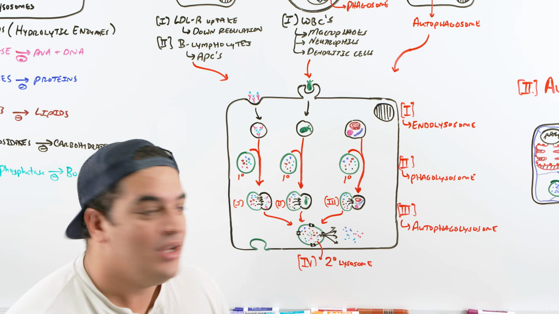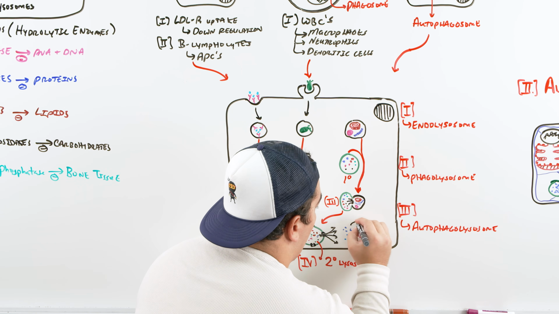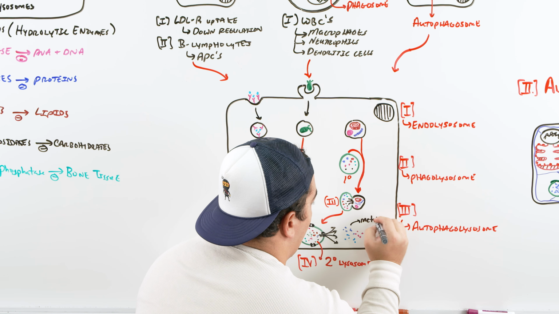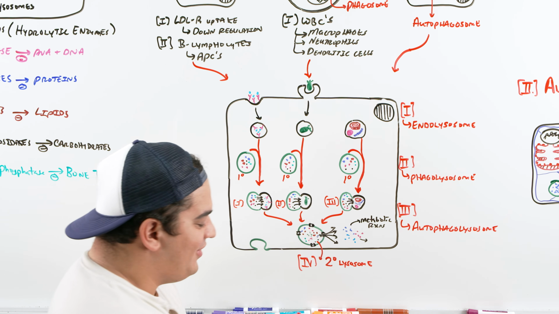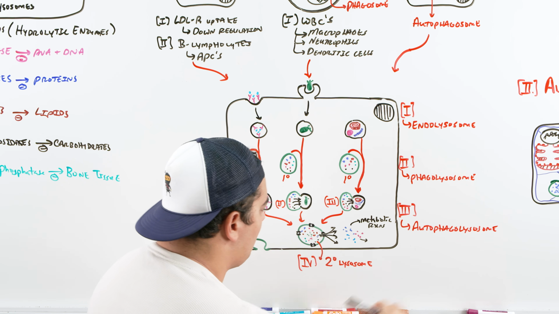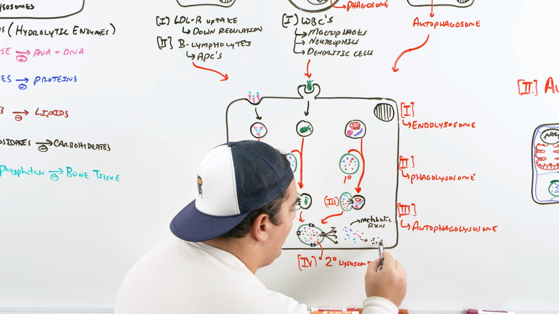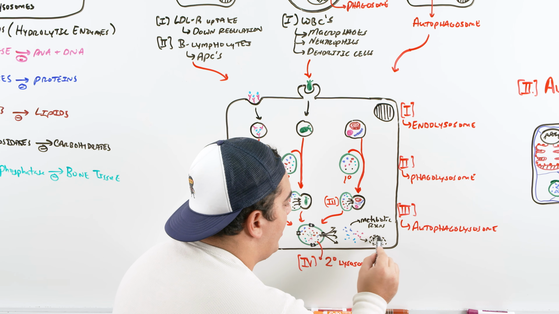All of these can be pushed out into the cell and they can be used in metabolic reactions. So two things can happen with these. They can go and be used in metabolic reactions, or sometimes, believe it or not, they can just sit there and make these little old inclusions.